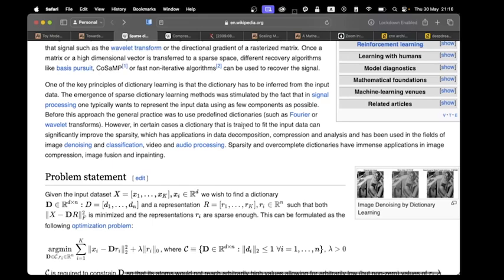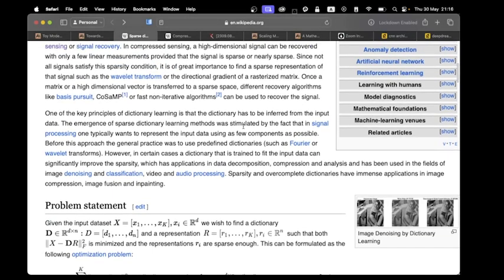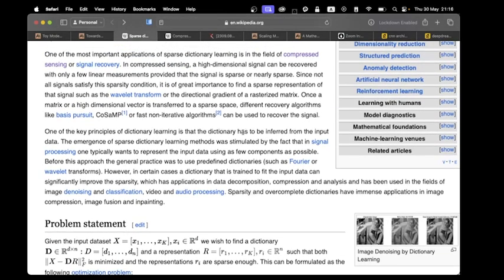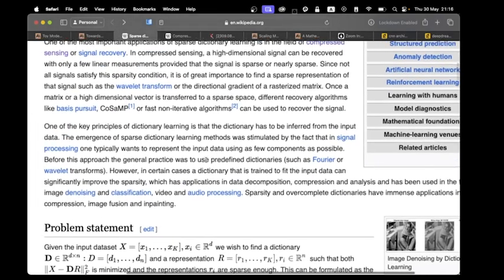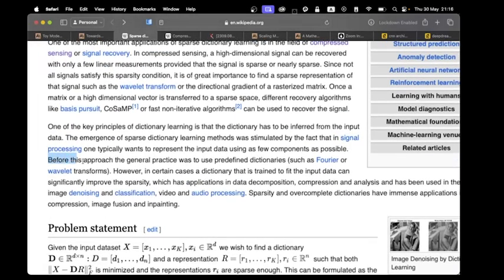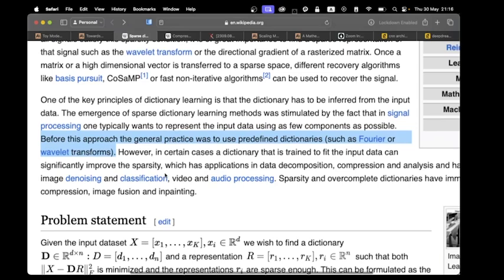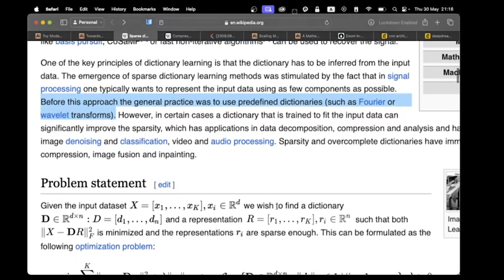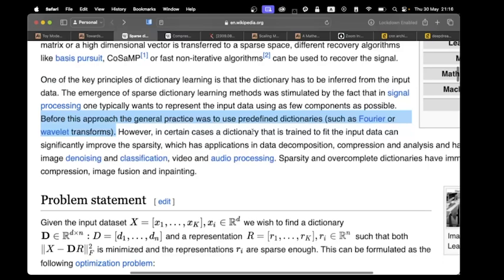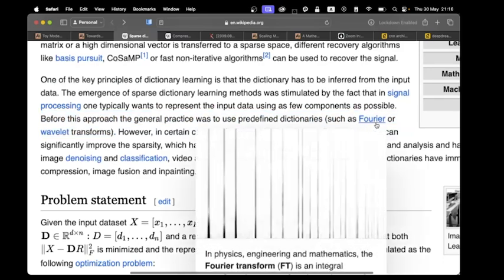And there is a kind of exciting connection here to DSP, because what this thing does is it learns a dictionary, and what we used to do in DSP is to use standard dictionaries.